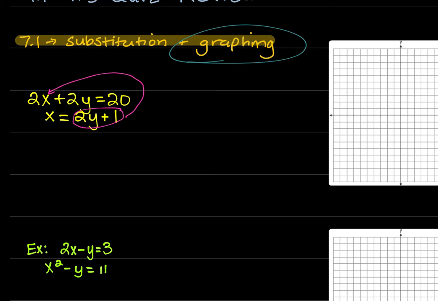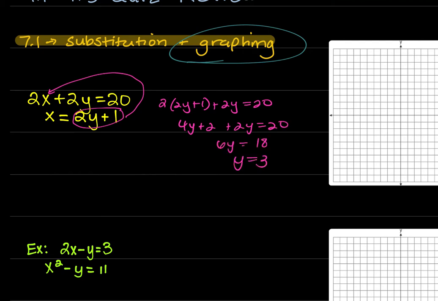So I would plug that in. I'm going to get 2 times (2y plus 1) plus 2y equals 20. I get 4y plus 2 plus 2y equals 20. 6y would equal 18. Y would equal 3.